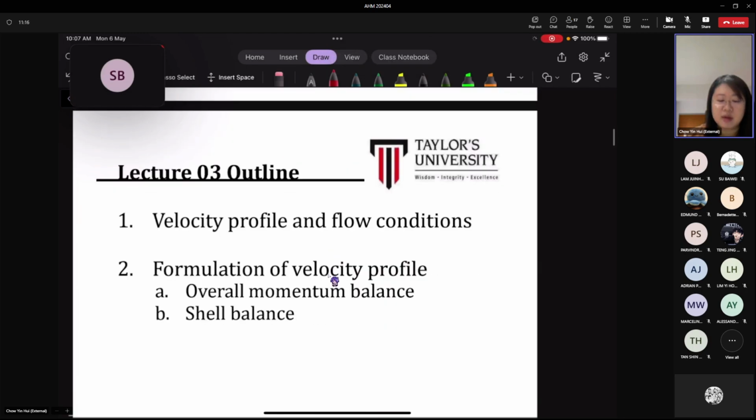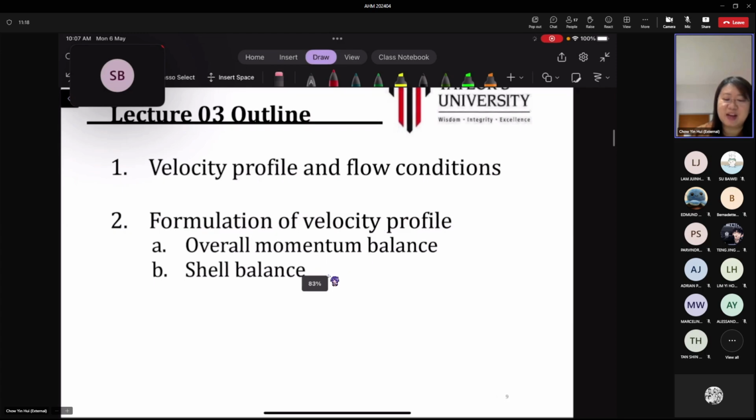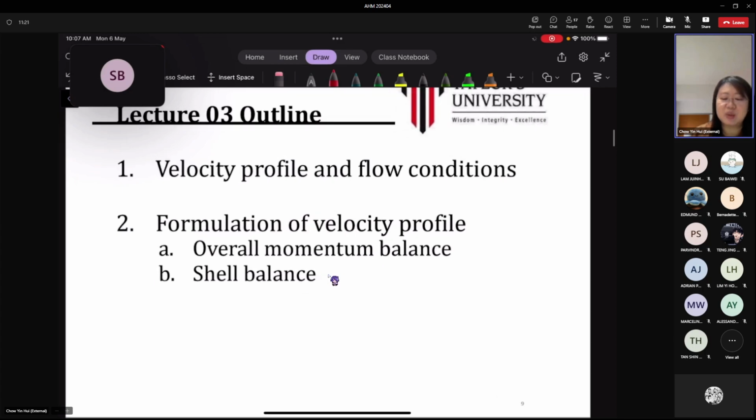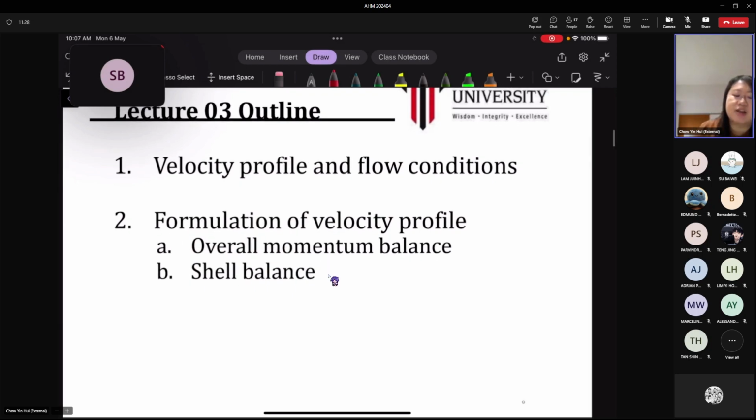As for today, as mentioned last week, from this week onwards you'll learn how to formulate the velocity profile. It will be quite challenging, so make sure you pay attention. Today we are going to talk about the velocity profile, which you have been introduced to a little bit, and then we'll look at the flow conditions. This will be for the first hour. On the second hour, we'll discuss when to use the overall momentum balance and when to use the shell balance.